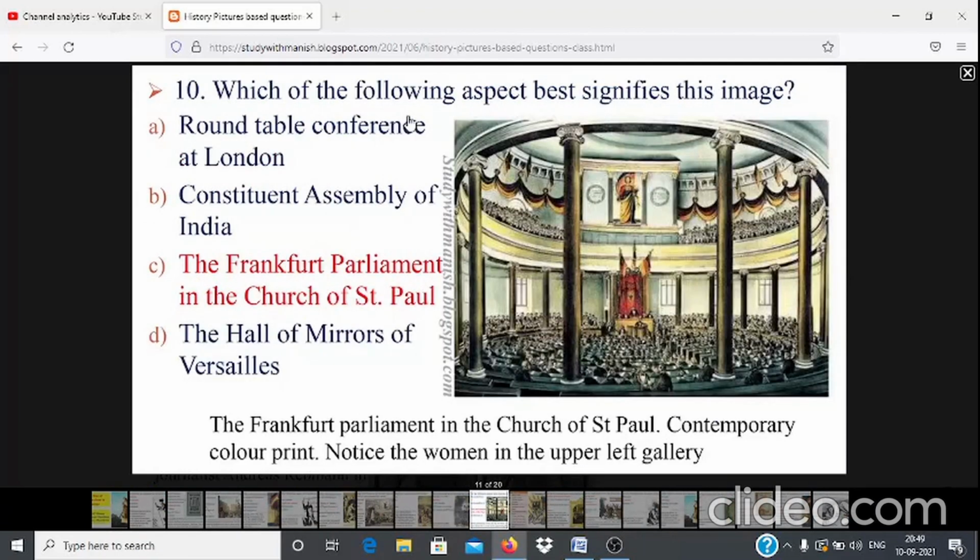Question number 10. Which of the following aspects best signifies this image? A. Round Table Conference at London. B. Constituent Assembly of India. C. Frankfurt Parliament in the Church of St. Paul. And D. The Hall of Mirrors of Versailles. And the correct answer is the Frankfurt Parliament in the Church of St.